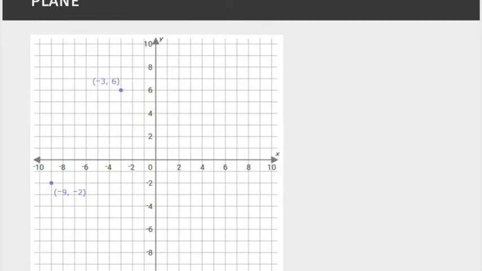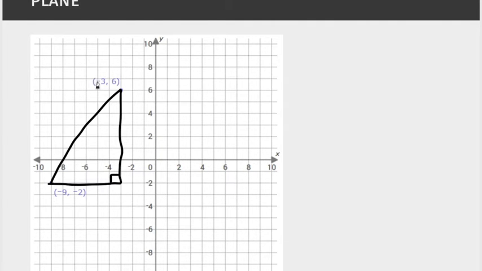Let's go over how to find the distance between 2 points on the coordinate plane. What this boils down to, in each case, is applying the Pythagorean theorem to the slope triangle that can be drawn for the line connecting the 2 points.